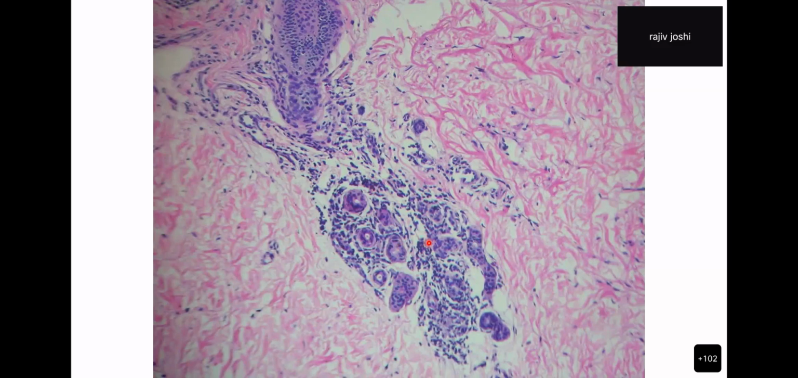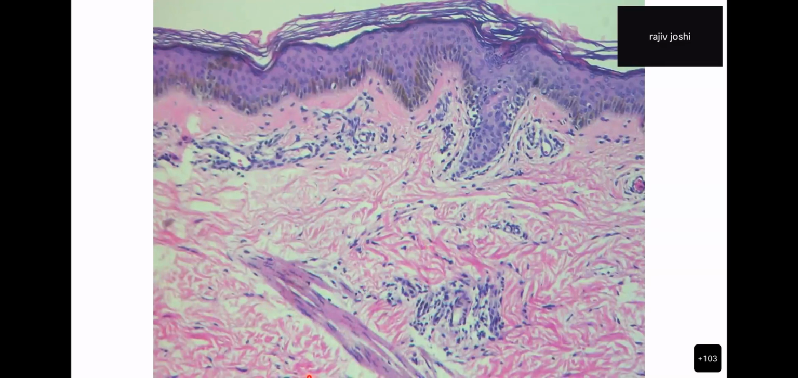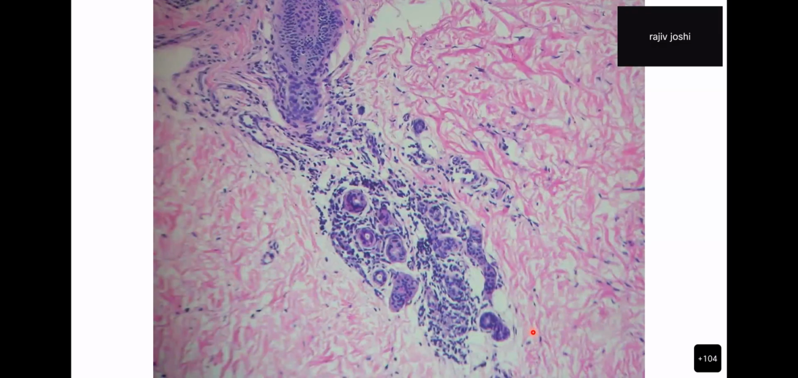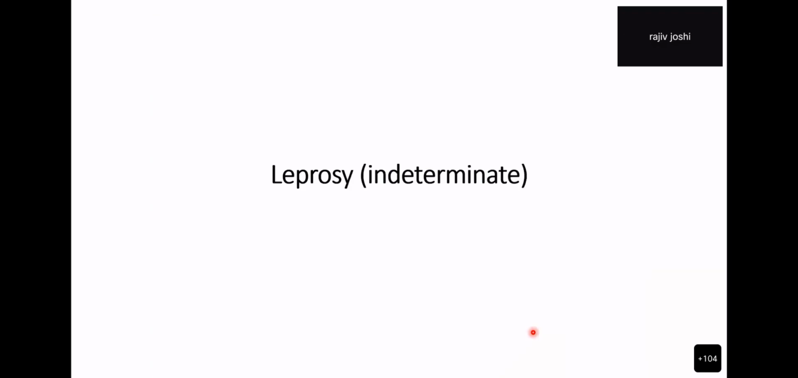Now, if you look at the specificity of adnexal structure involvement, nerve involvement is the most specific. Involvement of the arrector pili muscle, for example, here there is no infiltration, but if this were to be infiltrated, then that also is highly suggestive of leprosy. And then last of all are the eccrine glands and eccrine ducts. So here you will have to make a diagnosis of indeterminate leprosy.